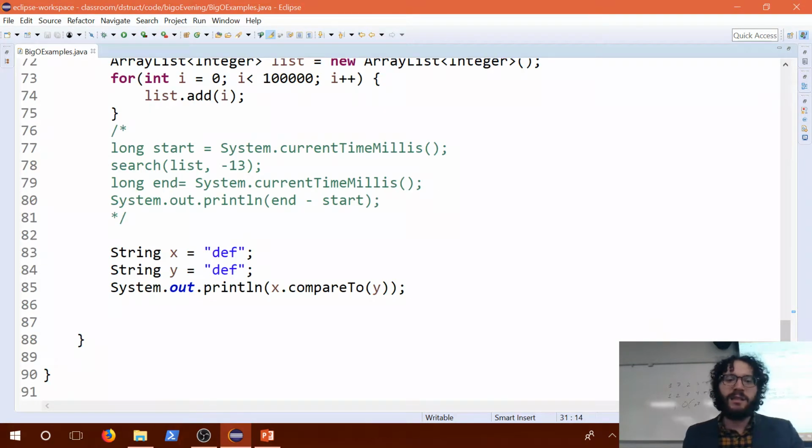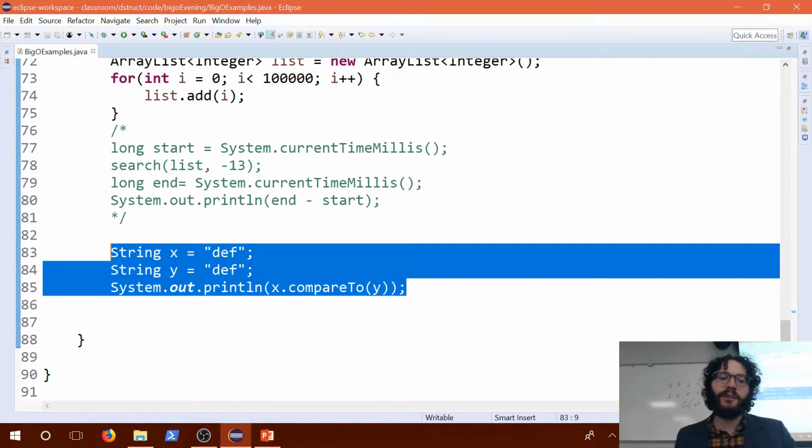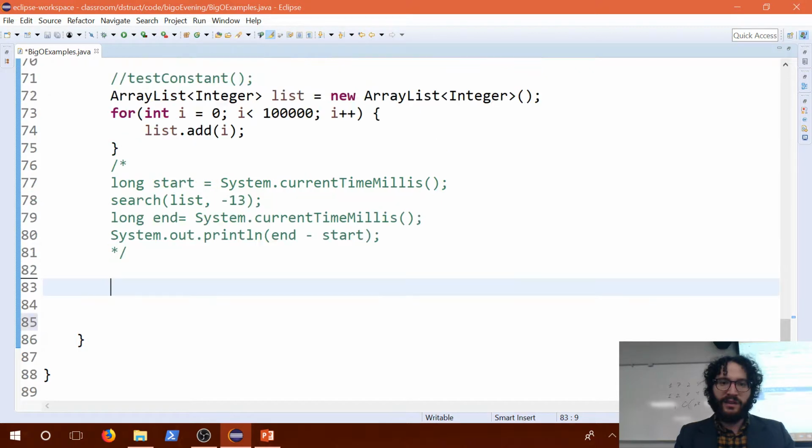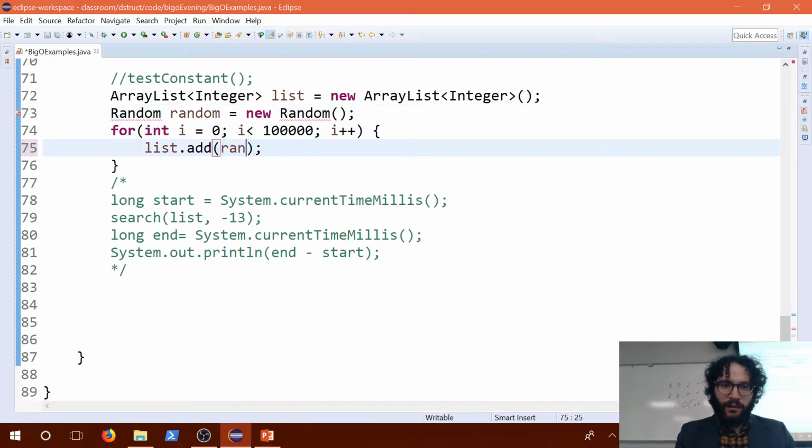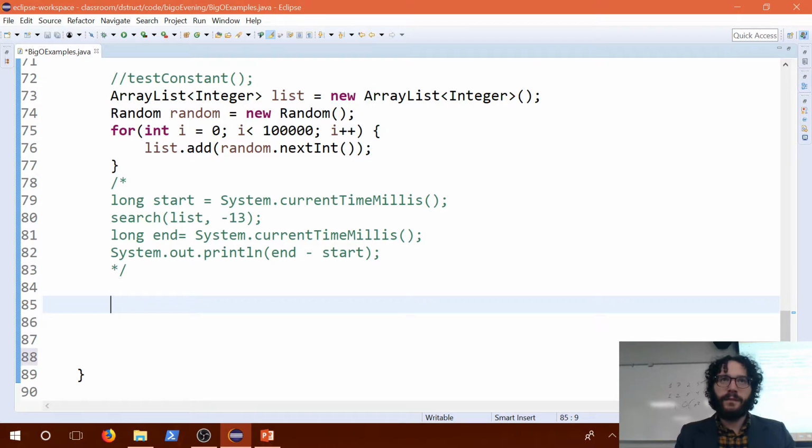What that means is that if I double the size of the list that I'm testing this out on, and we need to test this out a bit better, so I'm going to create random integers. It's equal to new Random, list.add random.nextInt. Those are just a bunch of random integers being added.